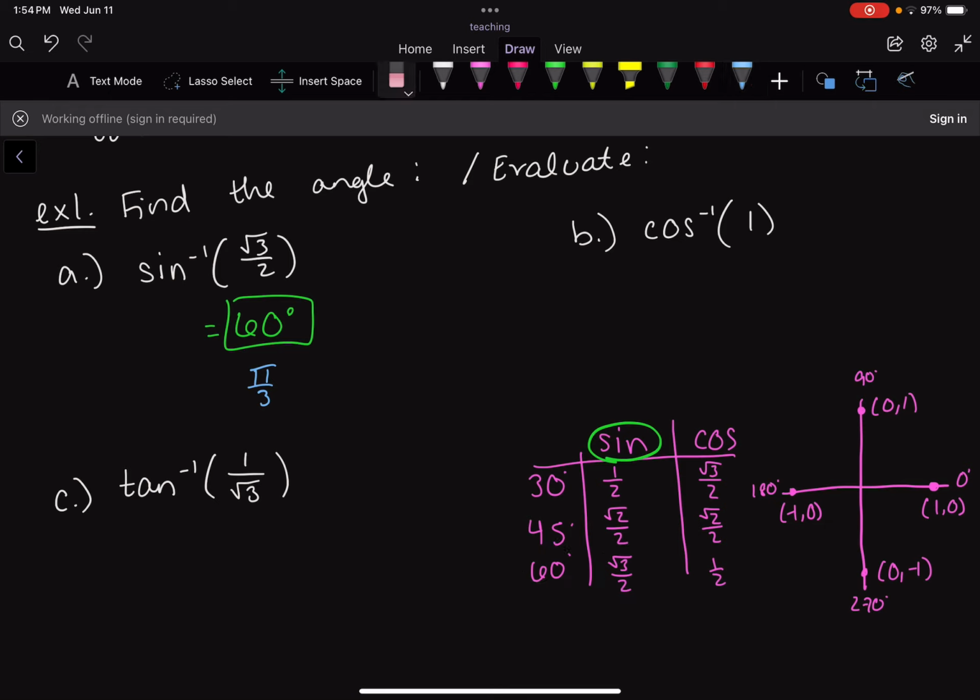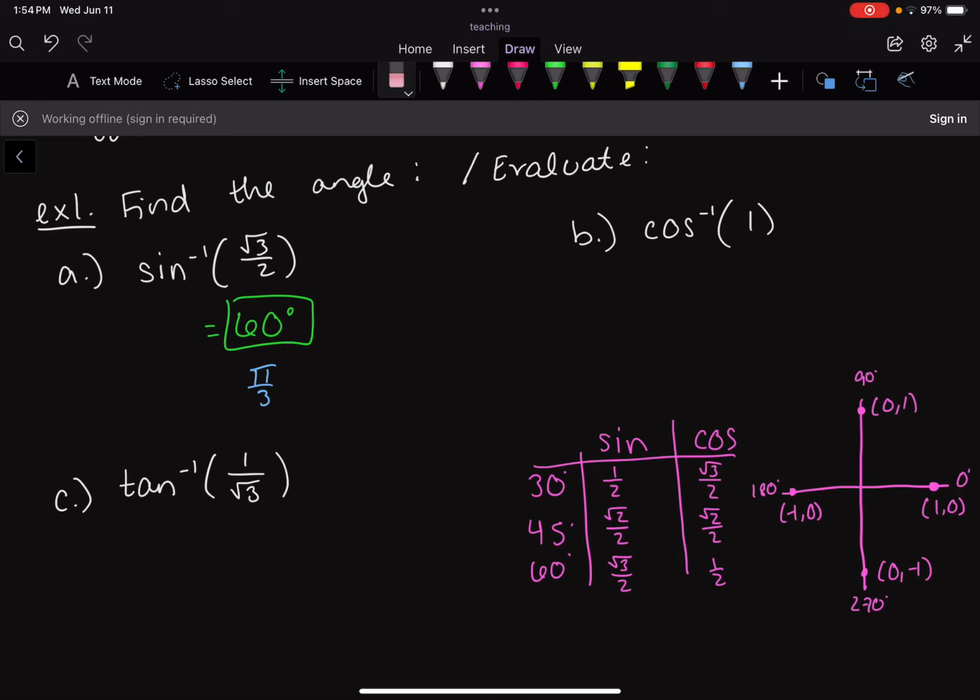Next, let's do part B. So I'm looking at cosine inverse of 1. So I'm looking for an angle, remember that. Nowhere in my table does cosine equal 1. However, it does happen on the coordinate plane, so it's probably one of the quadrantal angles.